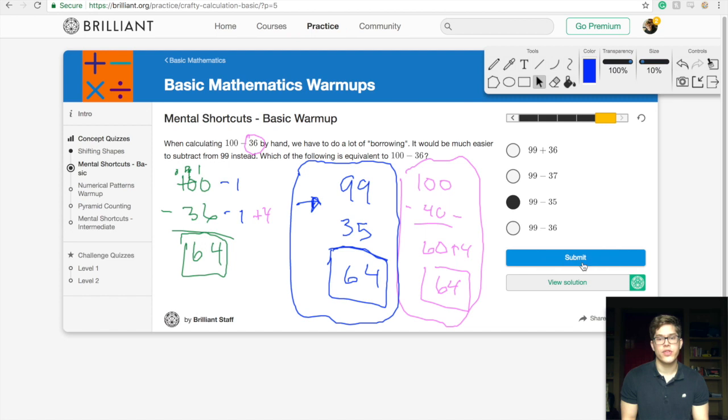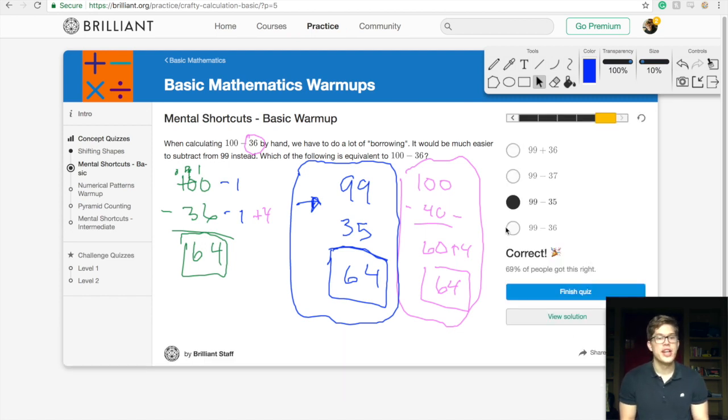Submit the question. Awesome. There we go. There was mental shortcuts basics.